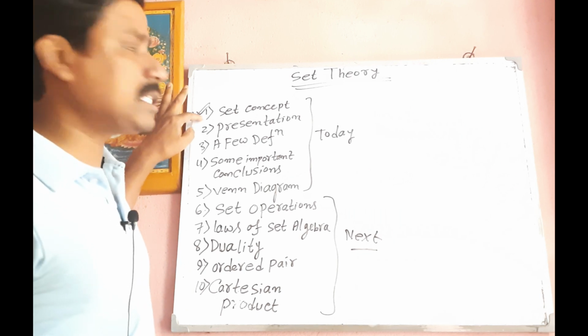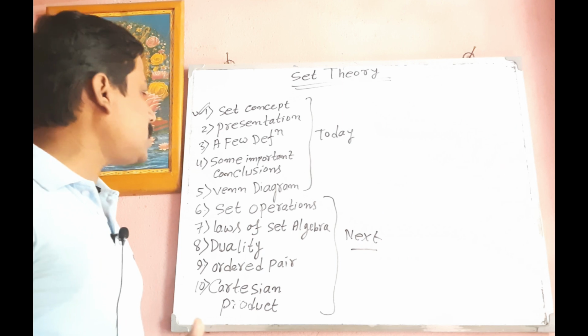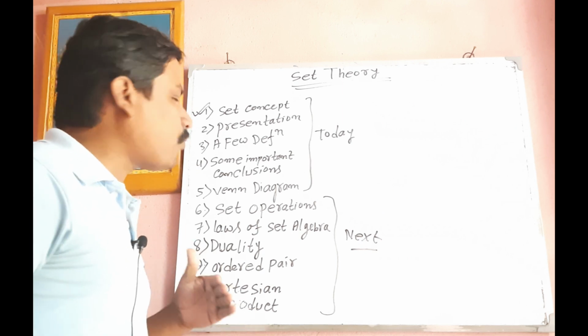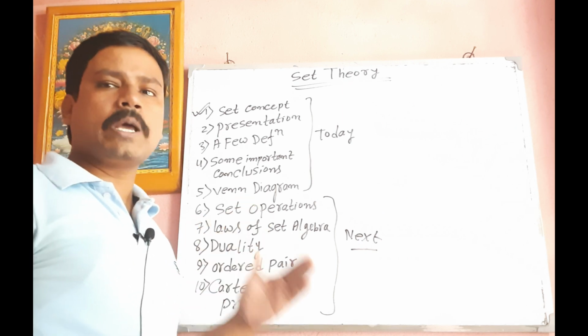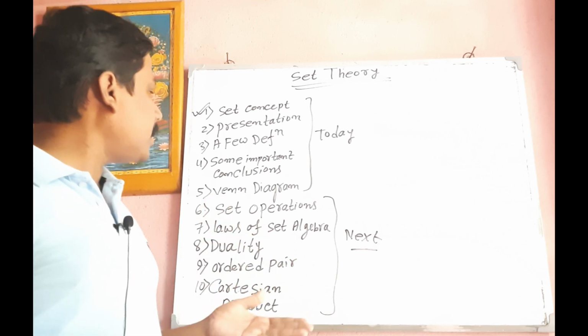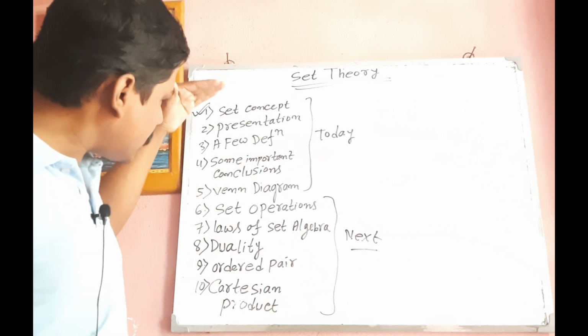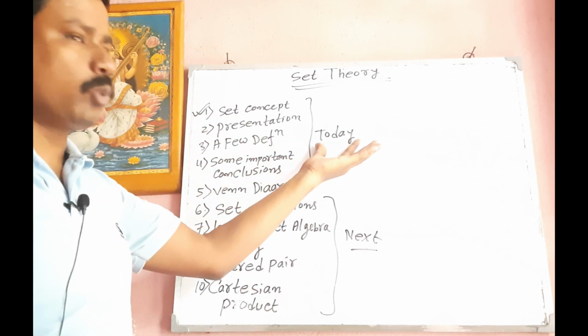At first we are discussing the set concept, then the representation of the set. After that we are discussing a few definitions about the set, and next some important conclusions of the set and the Venn diagram, and these 5 parts we are discussing today.